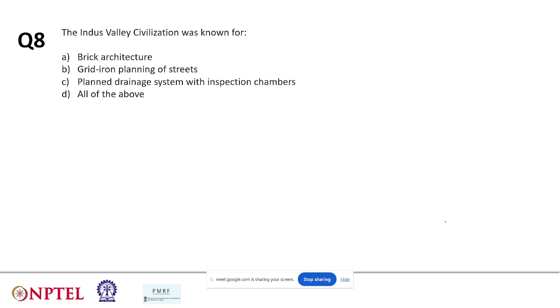Planned drainage system. Yes, gridiron planning of streets. No, no, yes, it's the drainage system. Yeah, I think it's all of the above, right?